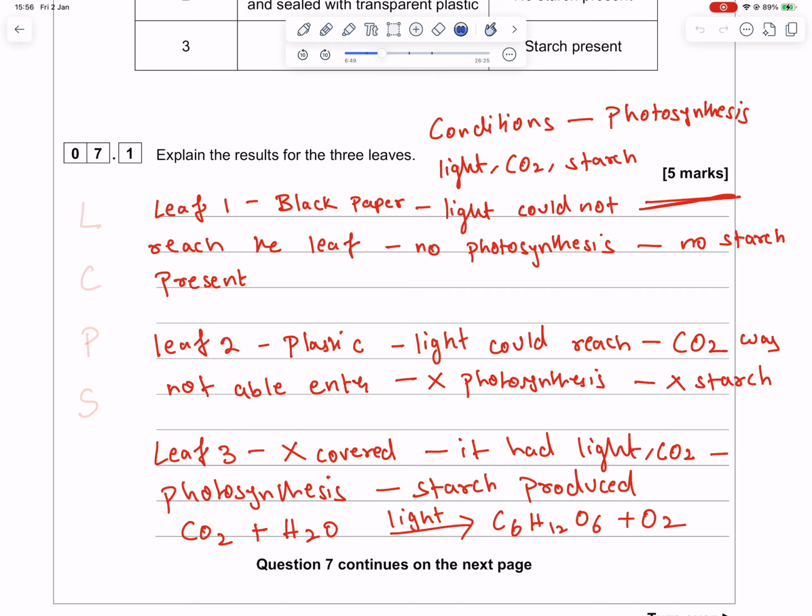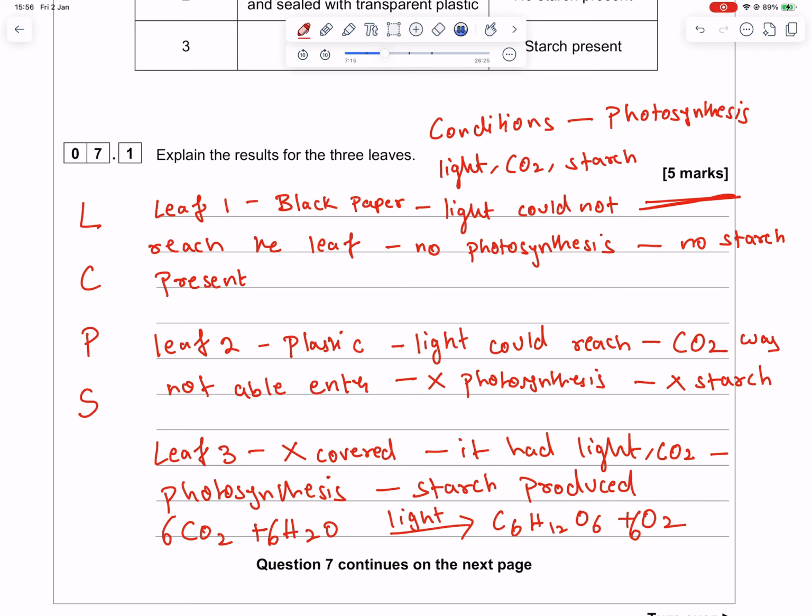You don't have to give the chemical equation for photosynthesis. This is just for your reference so that you can understand. So carbon dioxide and light are very important in this situation. Now I'm going to give you a mnemonic for this, that is conditions for photosynthesis, which is LCPS.